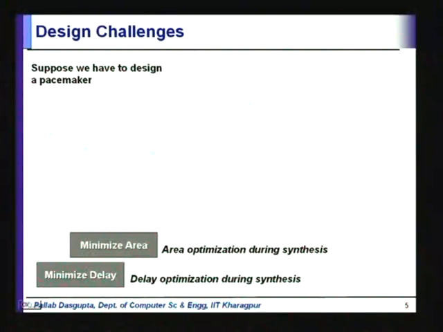Next step is that we want to minimize area. We do not want to implant a huge device under the skin of the patient. It has to be very small. Now, area and delay are conflicting criteria. If you want to reduce one, the other one goes up.